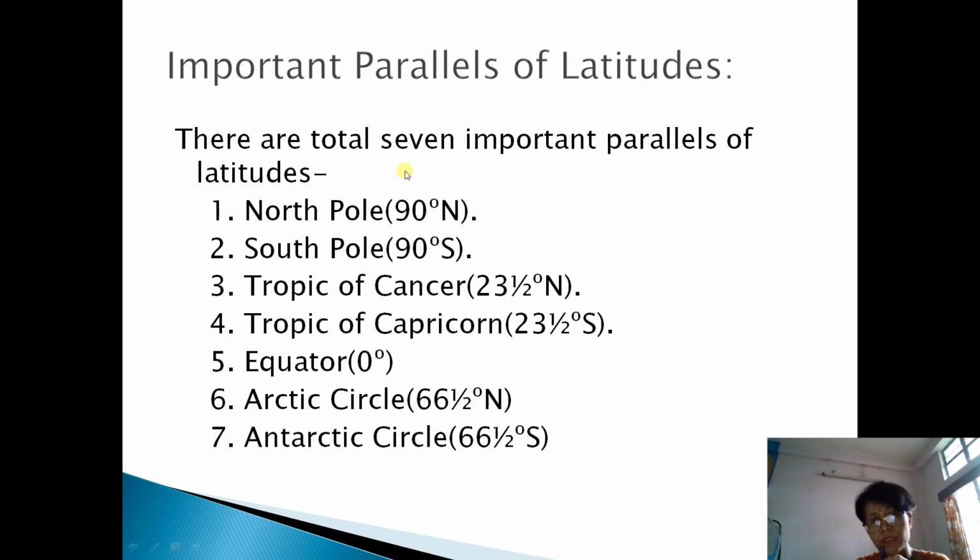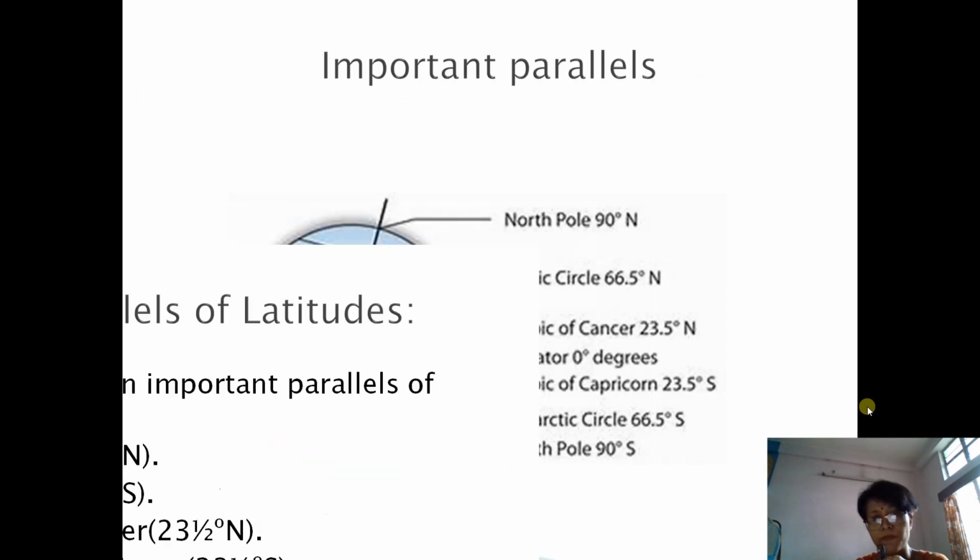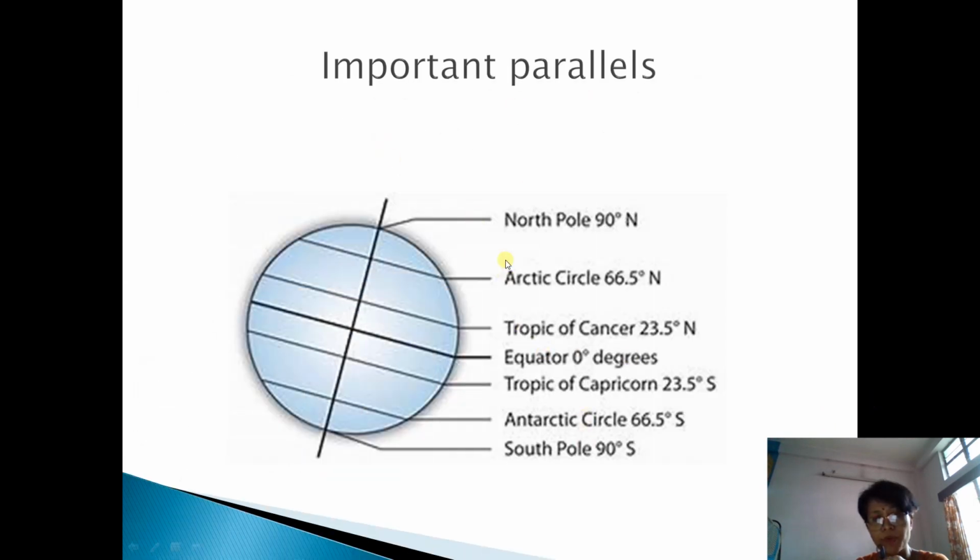Now total 7 important parallels. So don't be confused. The total I have given is important parallels, not the total parallels. So total 7 important parallels are there, and these are North Pole, South Pole, Tropic of Cancer, Tropic of Capricorn, Equator, Arctic Circle, and Antarctic Circle. See these important parallels I am showing. North Pole first, 90 degrees north, in this point. This is actually one point. Arctic Circle, 66.5 degrees or 66 and a half degrees, same.